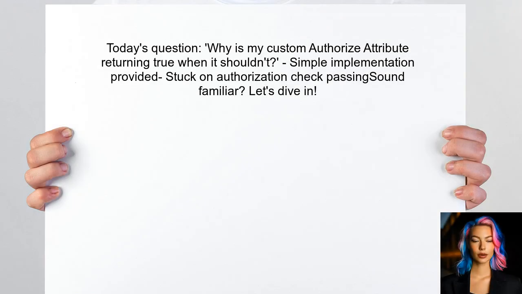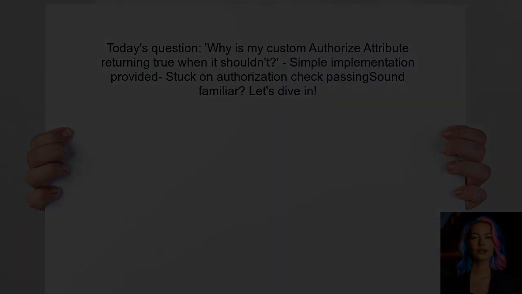Here's the specific question we're tackling today. One user asked, "Why is my custom authorized attribute returning true when it shouldn't?" They provided a simple implementation and some test code, but they're stuck on why the authorization check is passing. Sound familiar? Let's dive into it.